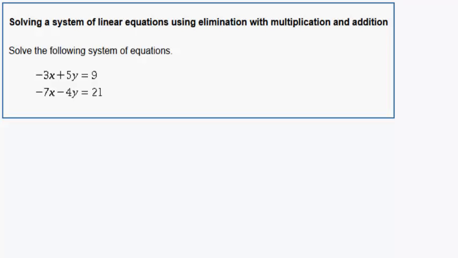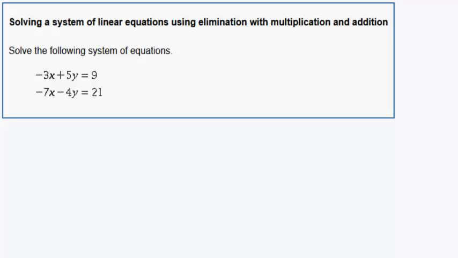Okay, this video is solving a system of linear equations using elimination with multiplication and addition. Hopefully you have looked at the previous video that I have posted on solving a system of linear equations using elimination with addition. So along those same lines, we sort of got into this when we distributed the negative or the -1 through so that we were able to use elimination.